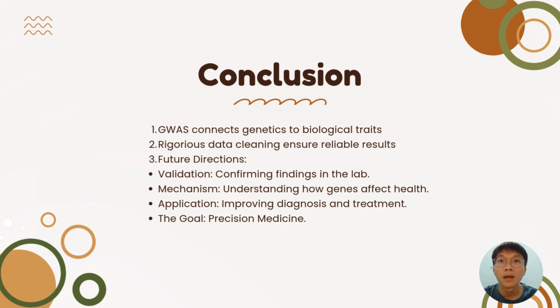In conclusion, our assignment shows that GWAS is essential for connecting genetics to traits. It is also important to note that rigorous data cleaning is the key to minimize bias and to ensure reliable results. Moving forward, the goal is to go beyond just statistics. For example, we can validate these findings in the lab to understand the actual biological mechanism, other than just doing GWAS. This is important because if we understand how the genes work, we can eventually use that knowledge to predict disease risk and design better treatments.